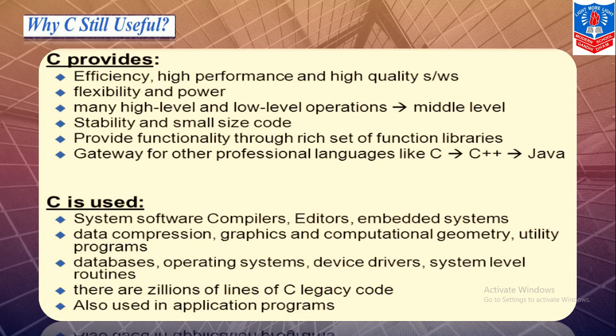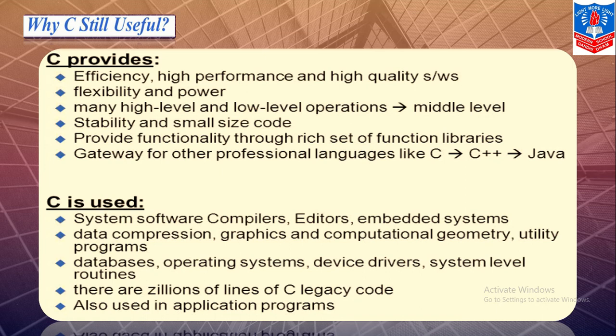Why is C still useful? C provides efficiency, high performance and high quality, then flexibility and power. It is a powerful language also. Many high level and low level operations can be done in this language, which is why it is called middle level. Stability and small size code are there in C. It provides functionality through a rich set of library functions, and it is a gateway for other professional languages like C++ and Java.